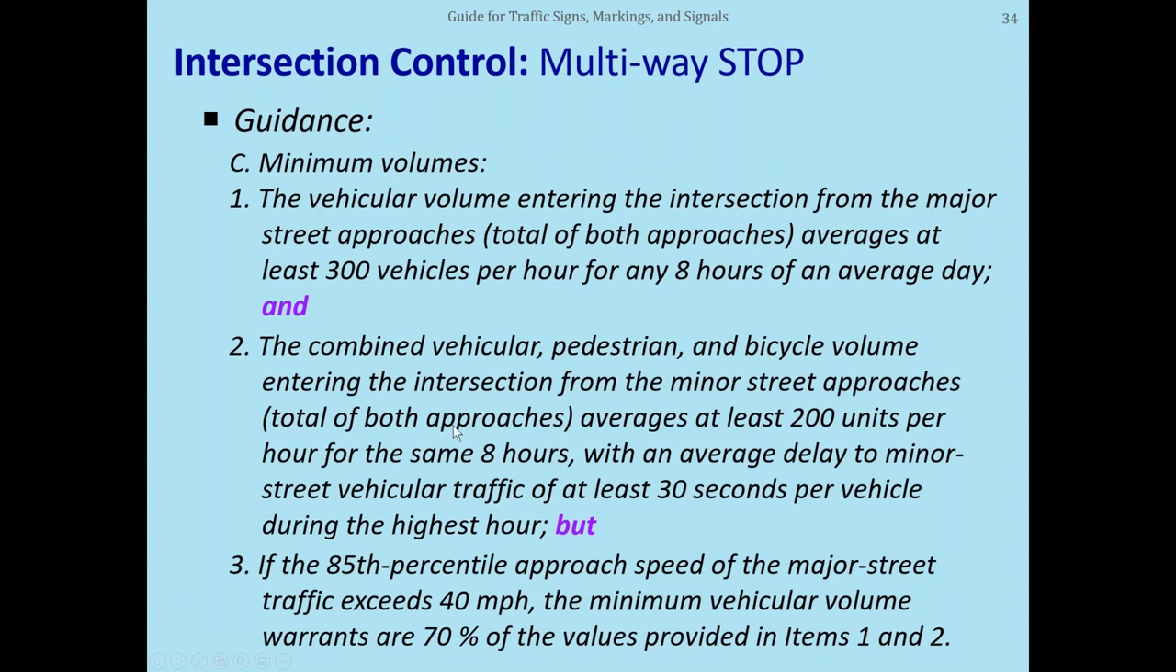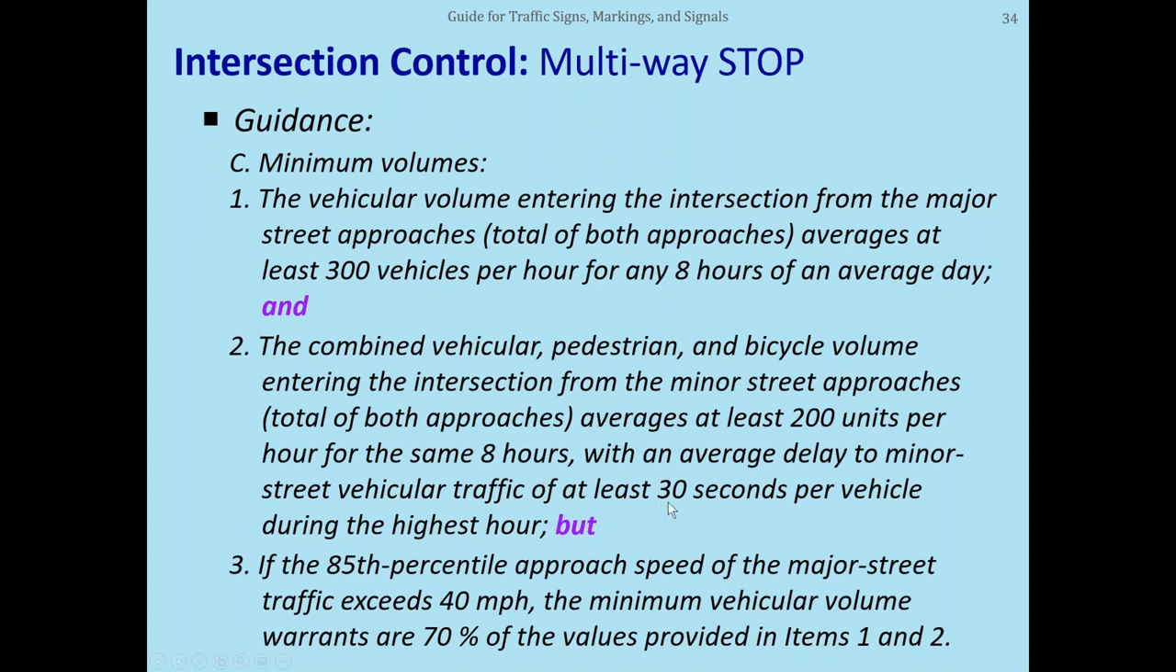Now, this is different from traffic signals. From traffic signal warrants we used on the minor street, the greater of the two approaches on the minor road, not the sum of both. This whichever of the two was the greater one. But here with stop signs, they're summing total of both approaches also on the minor street, at least 200 per hour for these same 8 hours.